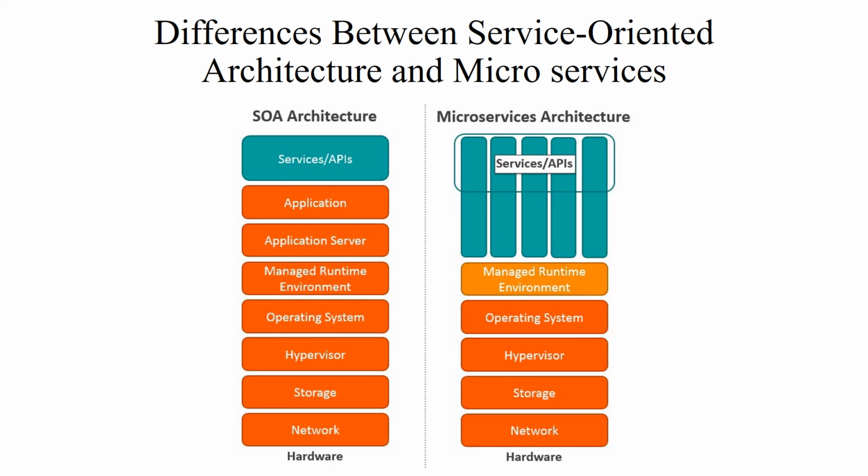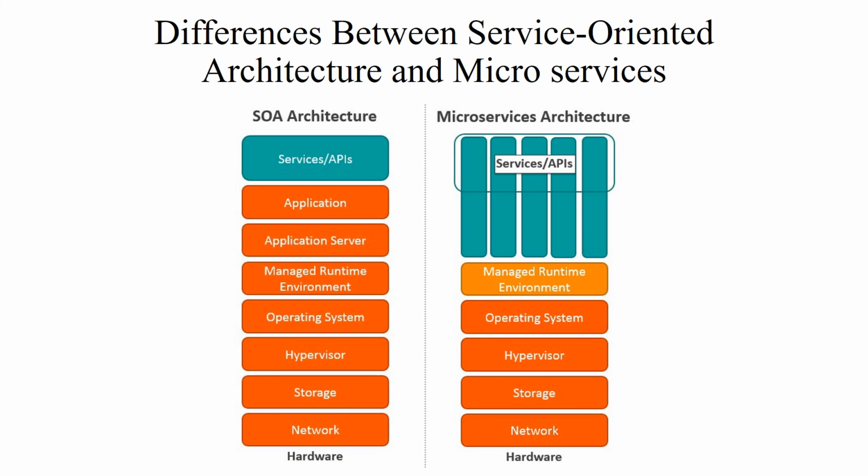There are differences between service oriented architecture and microservices. The service oriented architecture has hardware, network, storage, hypervisor, operating system, managed runtime environment, application server, application, and service APIs. In microservice architecture, the services and APIs have a major part to do, rather than the managed runtime environment, operating system, hypervisor, storage, network hardware.